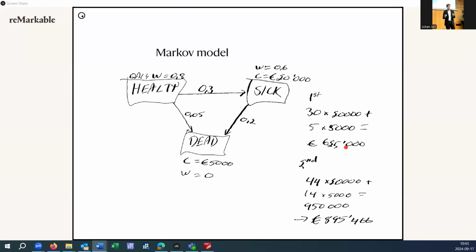We can now sum the cost for both cycles, 625,000 plus 895,466, which gives us a total cost of 1,520,466.